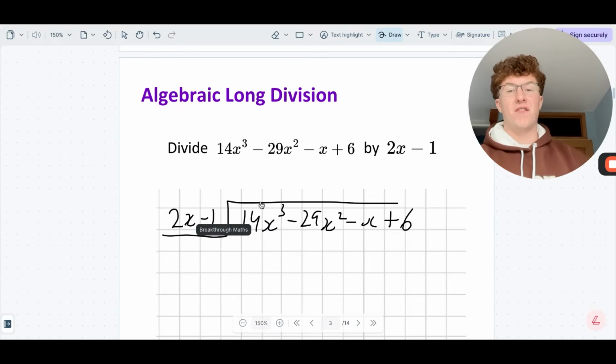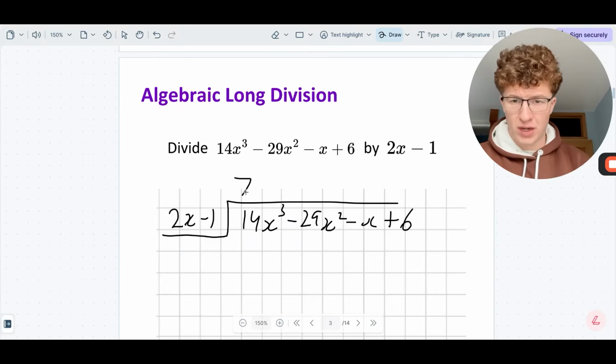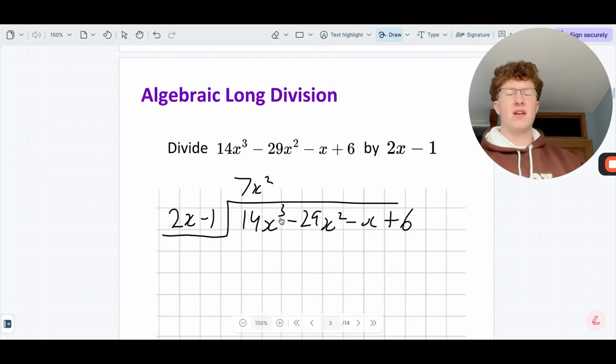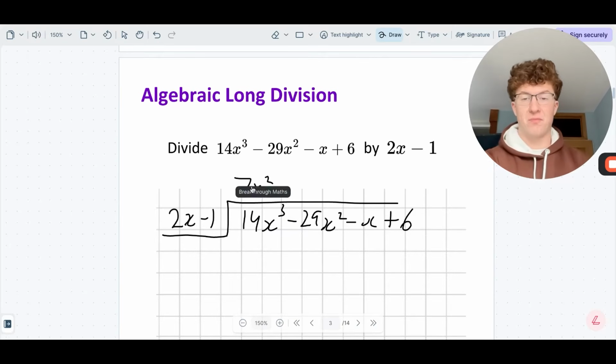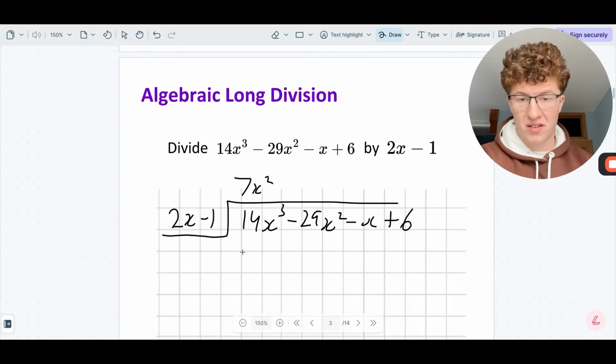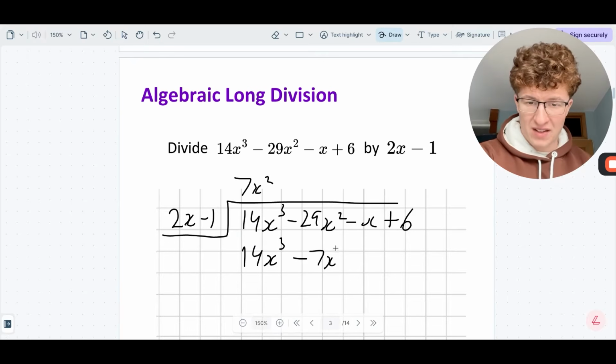First thing, divide the number in the front by the number in the front here. So here we have 2x, divide that into 14x cubed, we're going to get 7x squared. Then, multiply the 7x squared down to these two. So, 7x squared times 2x is going to be 14x cubed. 7x squared times negative 1 is negative 7x squared.